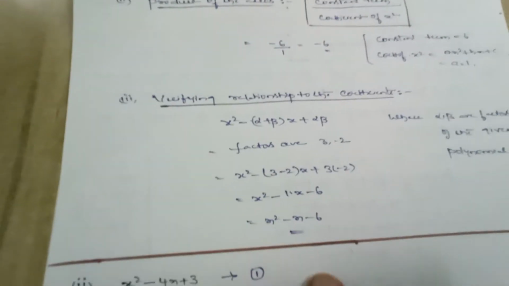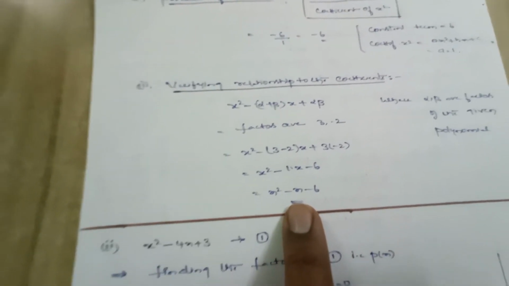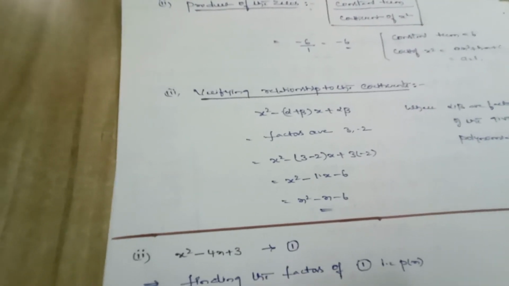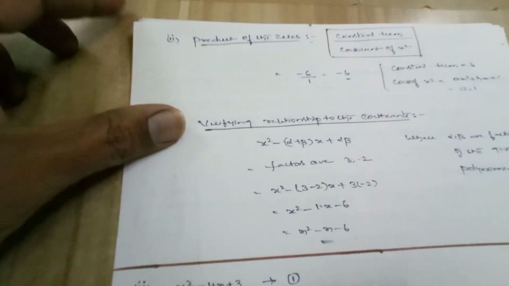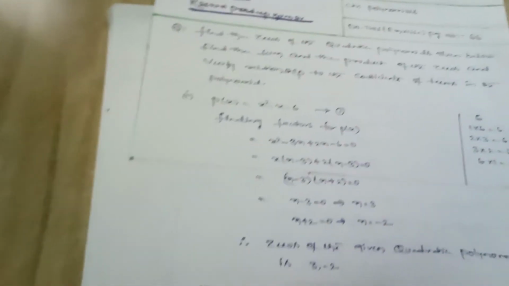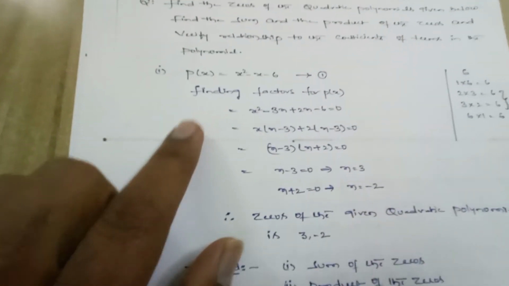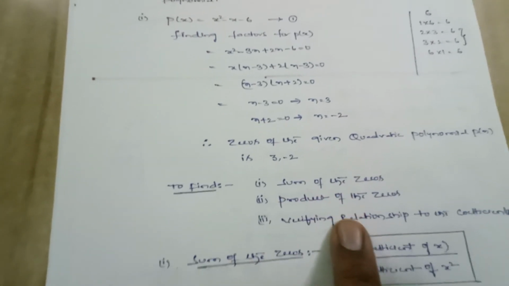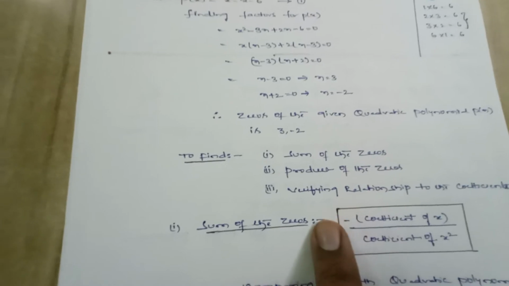Okay, that is a given polynomial. I hope you understand this sum. Let me explain in a glance once again. For the given polynomial, first we have to take the factors of that. Then we have to find the sum of the zeros and the product of the zeros, and verify the relationship between them.